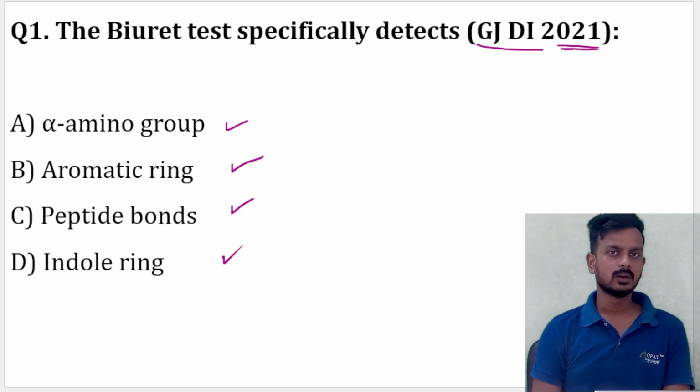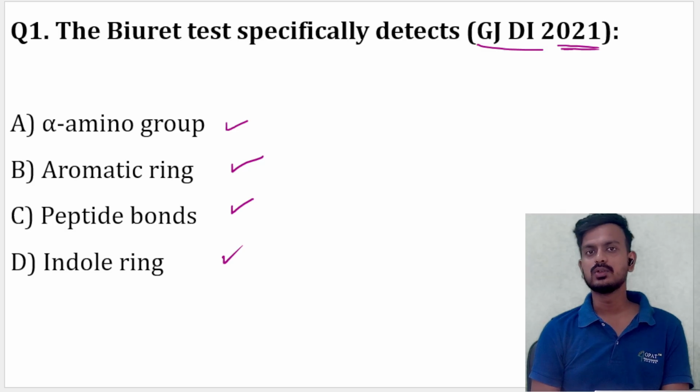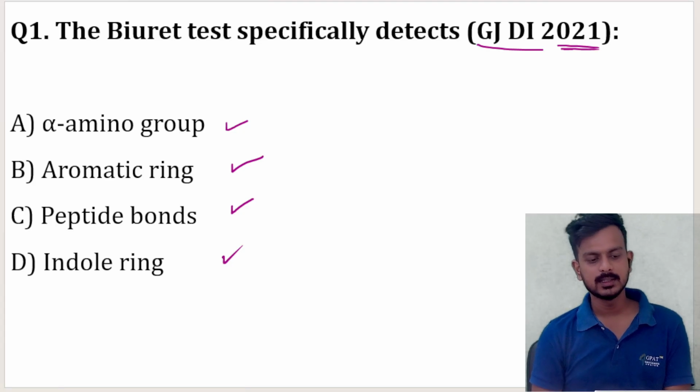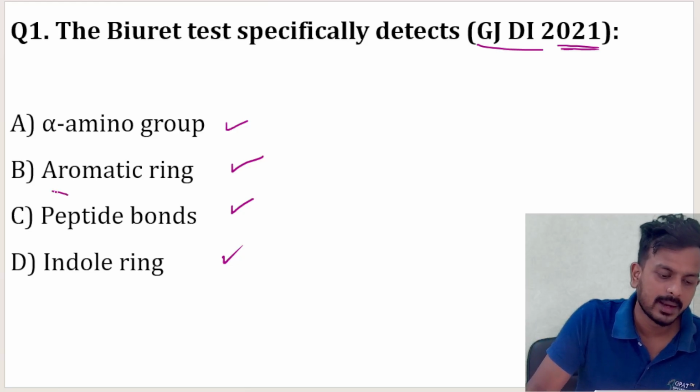Comment down your answer in the chat box as well as in the comment section so that I can check and analyze how many of you have given the correct answer. Yes, which one is the correct answer? The correct answer is peptide bond or peptide linkage.